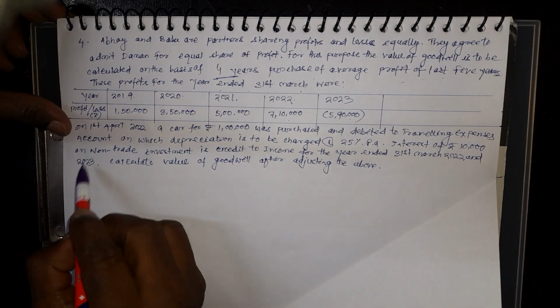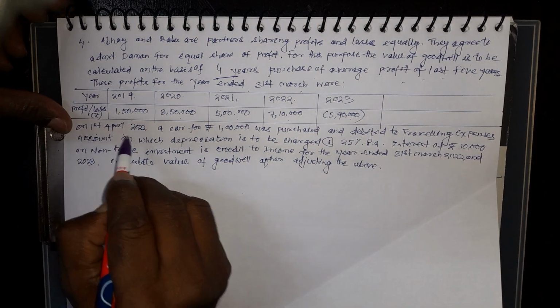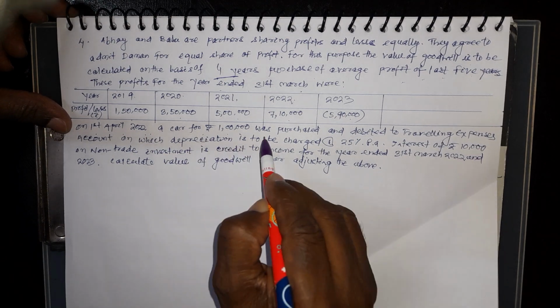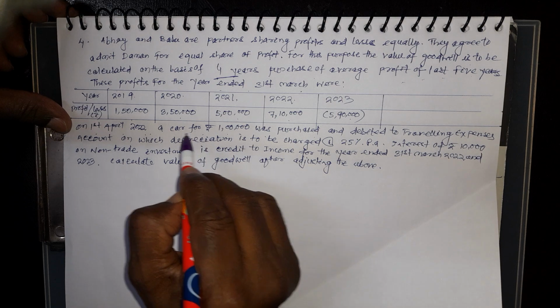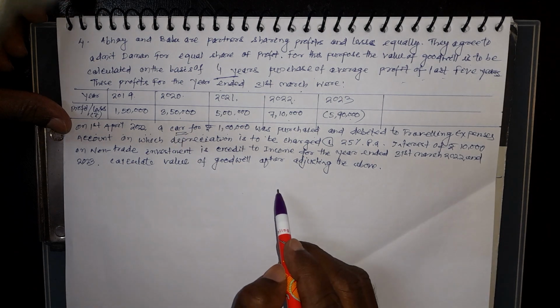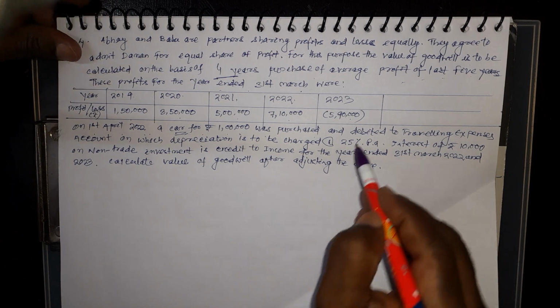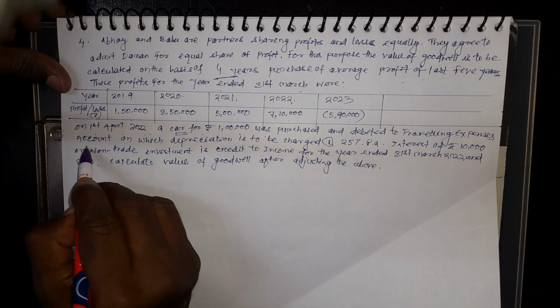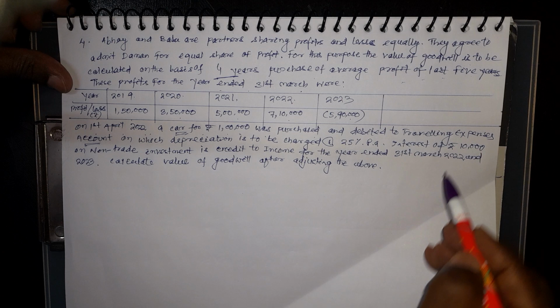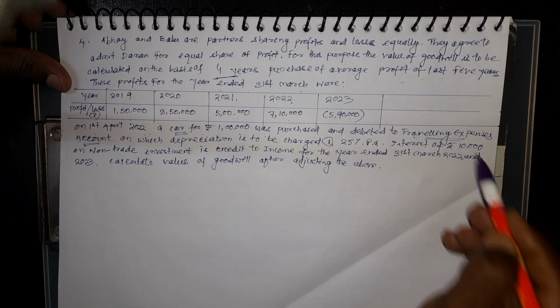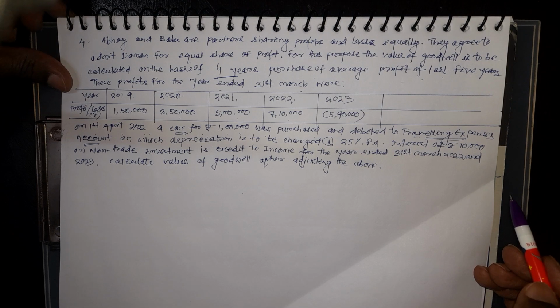Then it is given that on 1st April 2022, a car of rupees 1,00,000 was purchased. That is a car, an asset. Whenever an asset is purchased, it is of capital nature. Clear? But it was wrongly debited to the travelling expenses account, meaning it was treated as revenue expenditure.